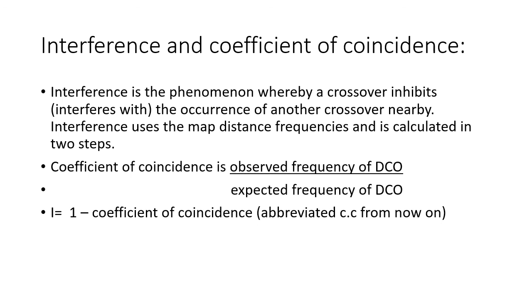Okay, finally, there's something called interference, which is calculated using another thing called a coefficient of coincidence. So interference is the idea where if you have a crossover, it inhibits the occurrence of other crossovers nearby. So that uses the map distance frequencies and is calculated using the number of crossovers that you actually observe in a cross divided by the expected number based on the map distance. So is that like confusing enough or what? Interference is calculated as 1 minus that ratio, which tells us whether there's any effect of one crossover on another one.